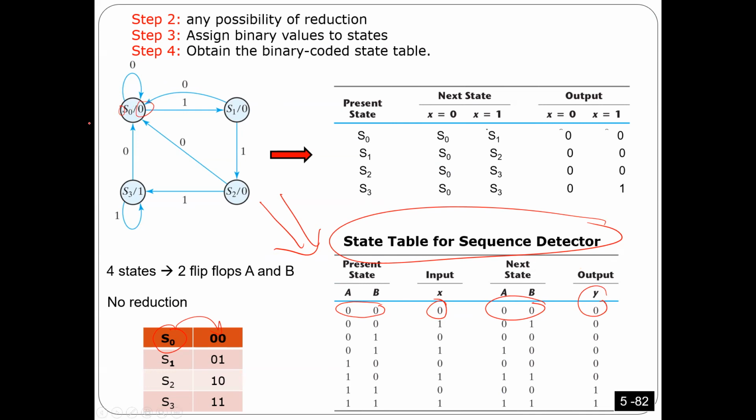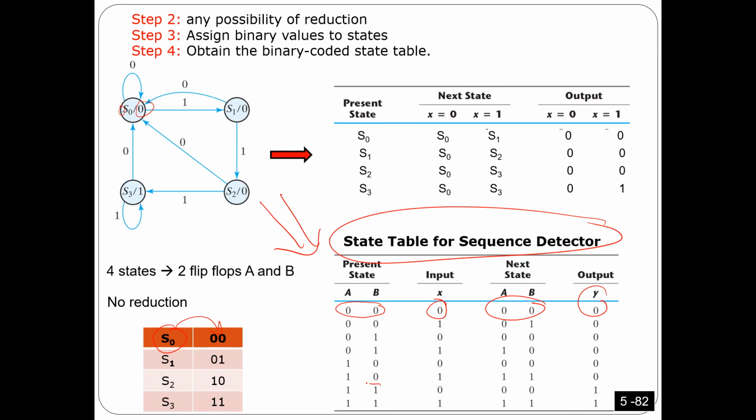So all you have to do to calculate the state table from the state diagram is put all possible cases here, and then you can fill up this part from the diagram. You got what I'm saying? Okay, let me give you another example.